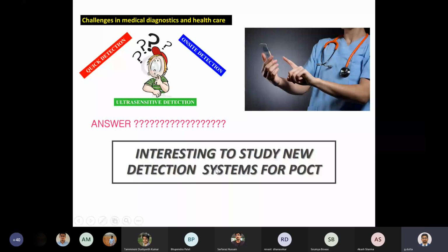That's why it is very interesting to find some detection technique, some new device that can detect the disease using these three features: quick, on-site, and ultra-sensitive. So these three challenges we have to face and overcome when we develop a point of care nanobiosensor.